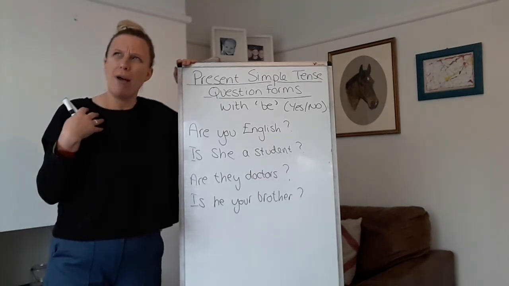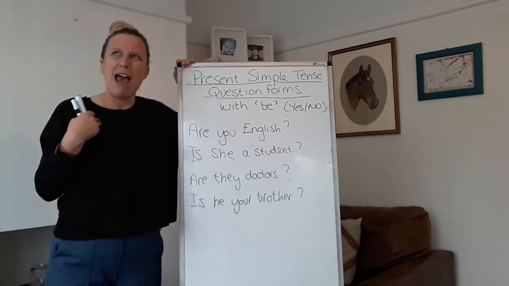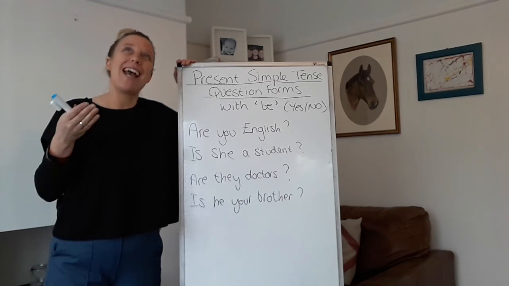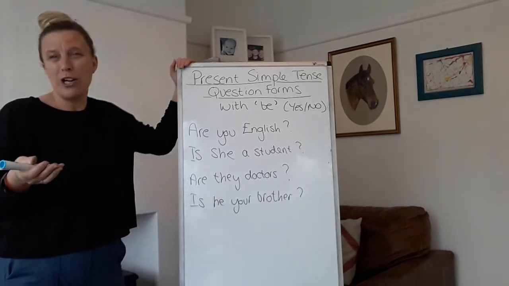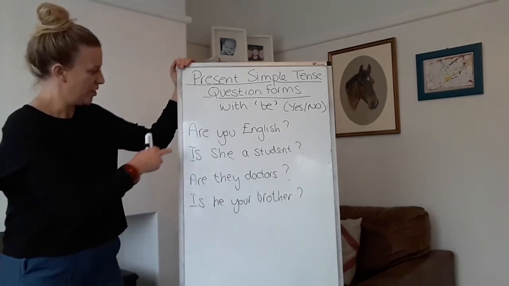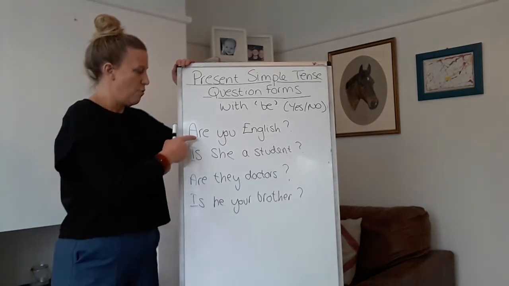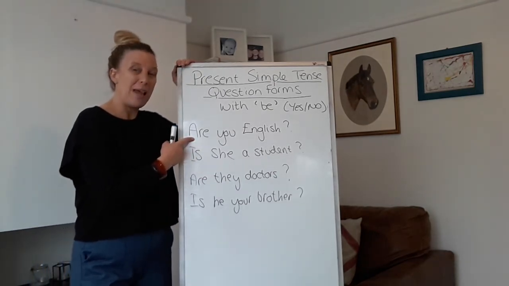You can do, am I English? Maybe if you've forgotten something. Am I 47? Am I 48? Maybe you could. So we could do, but we don't do it very often. So usually it's with are and is. So we start with the verb form of be.